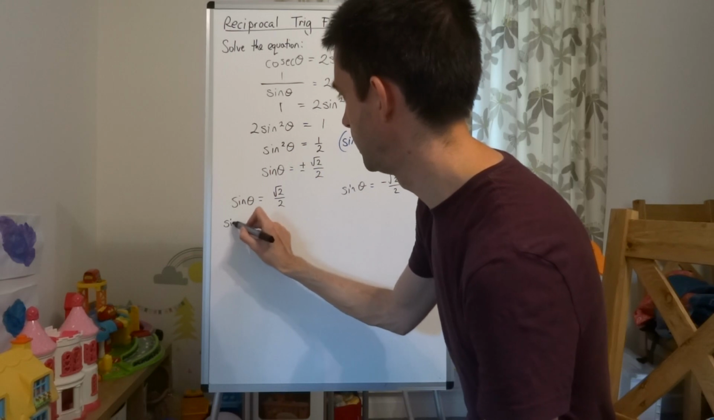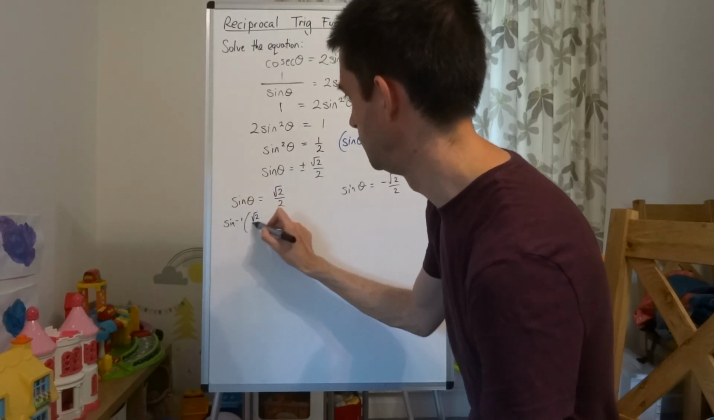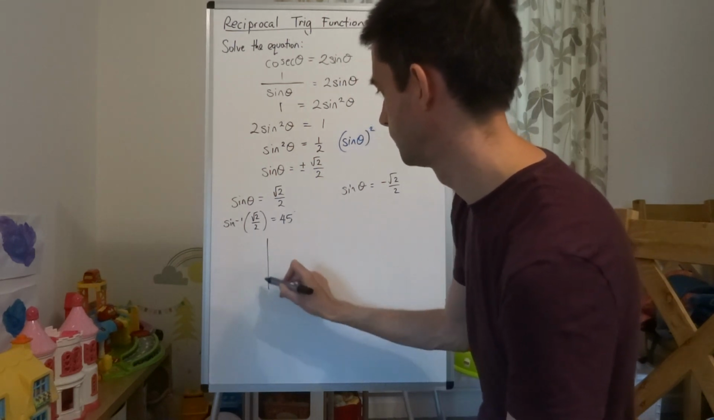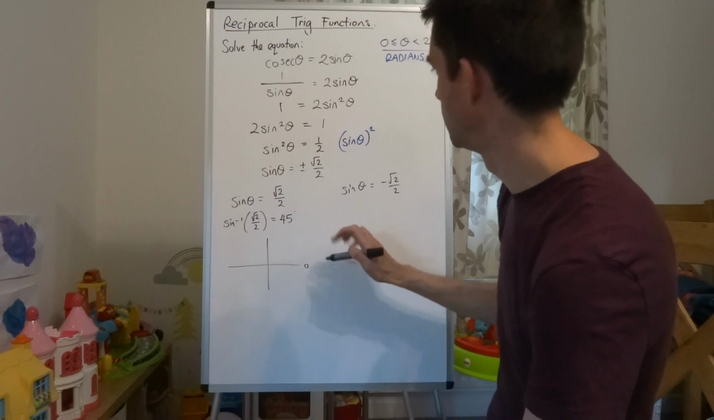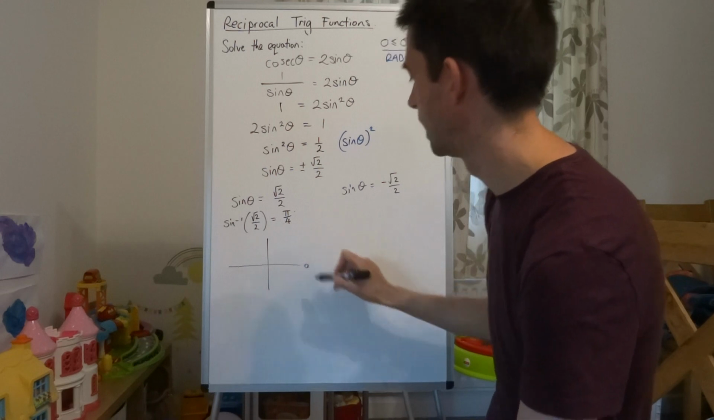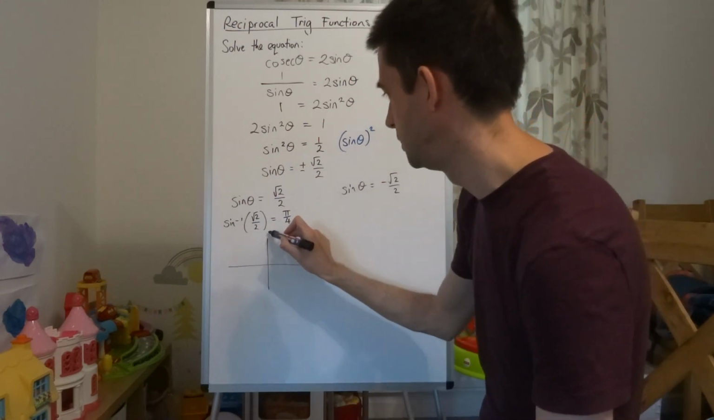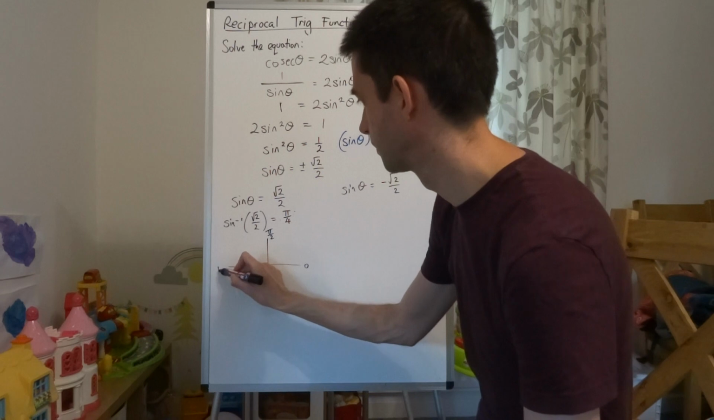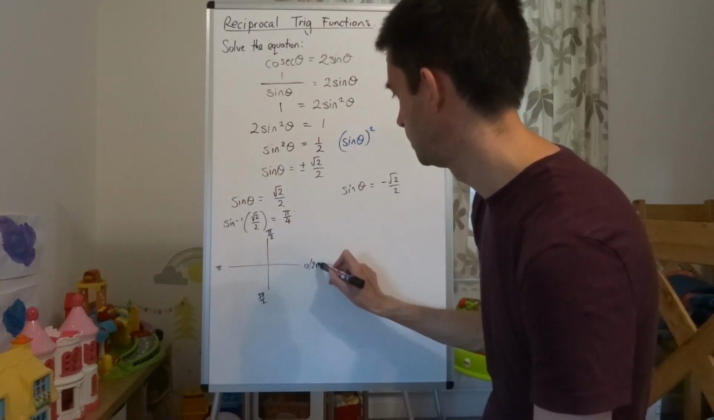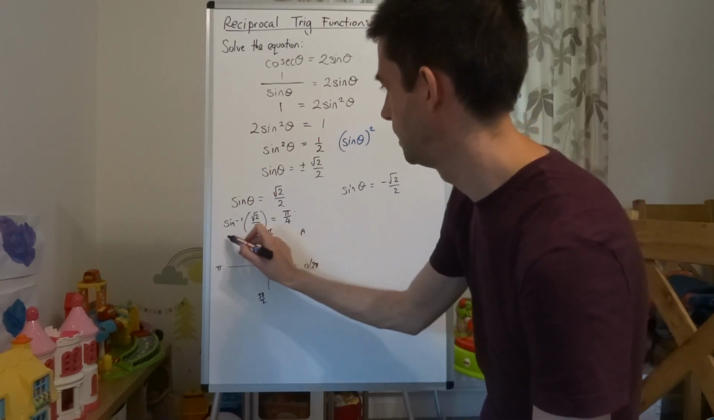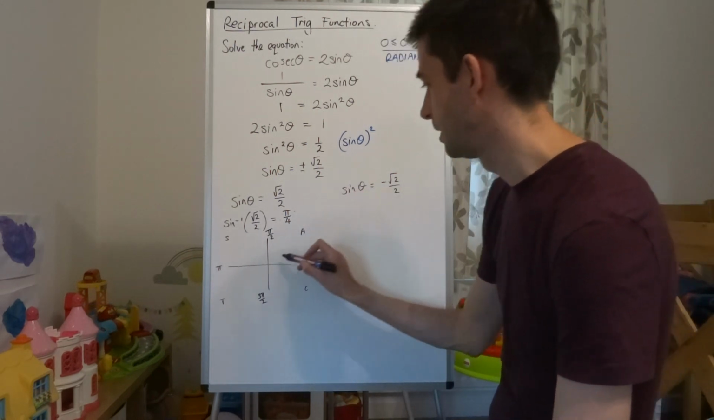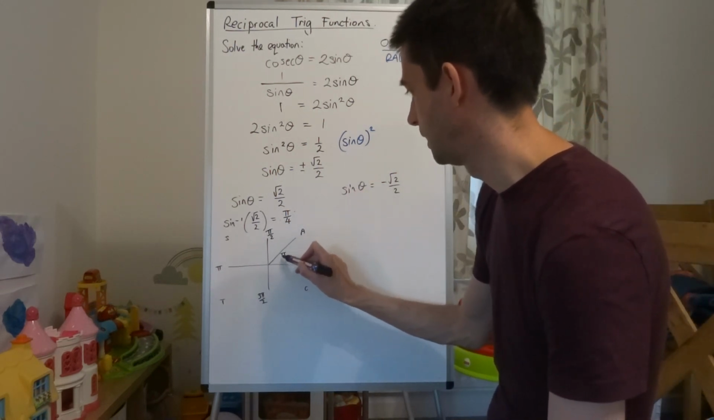So, sine inverse of root 2 over 2, which is 45 degrees. But we're in radians, so it's pi over 4. Pop that onto a CAST diagram: 0, pi over 2, pi, 3 pi over 2, and 2 pi, A, S, T, C, and pi over 4 is going to go in here, and that is the angle with the horizontal.